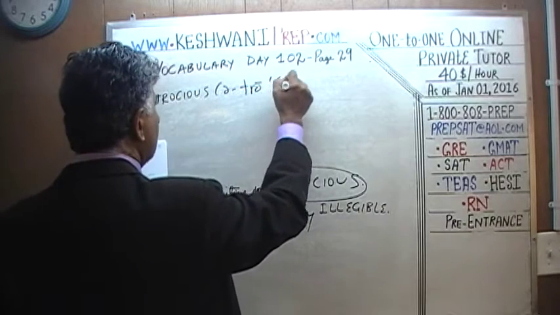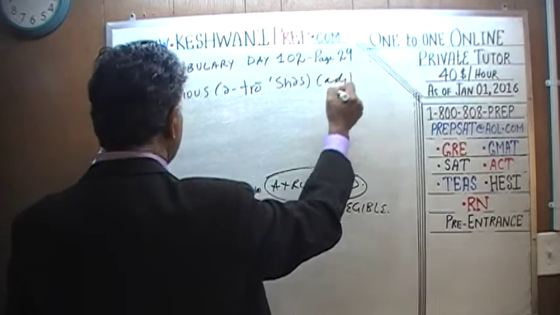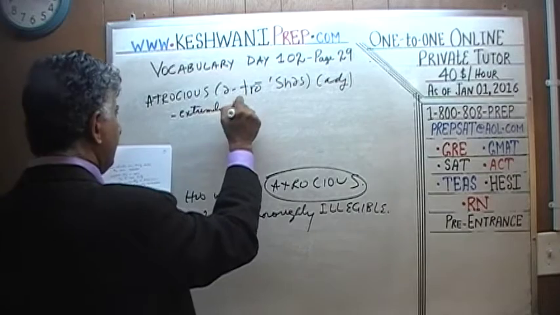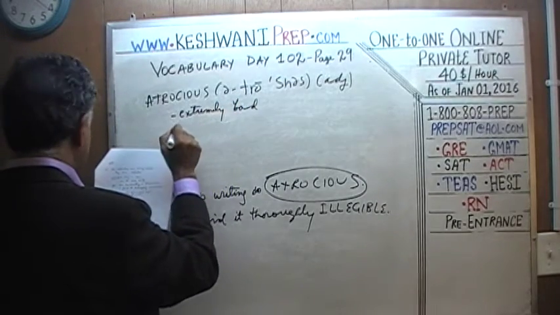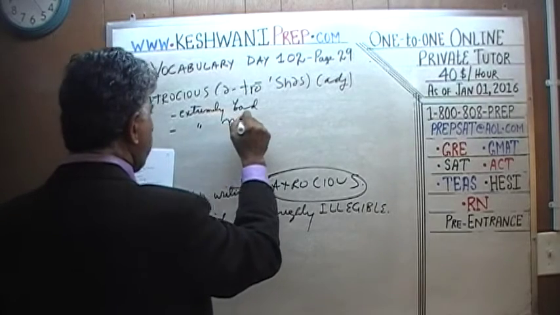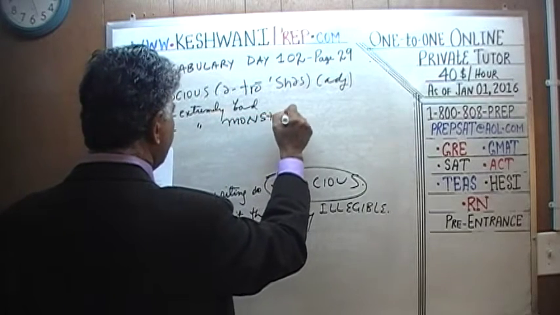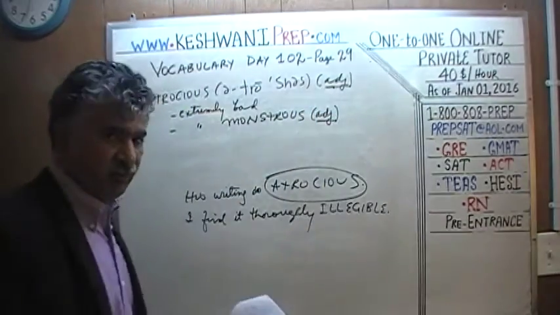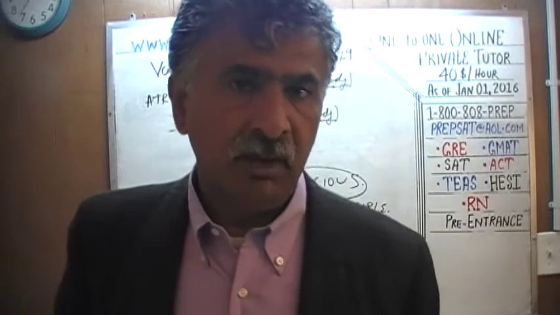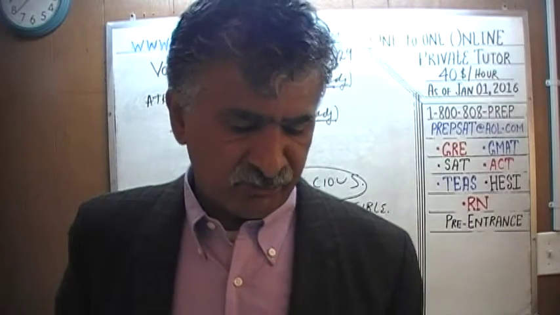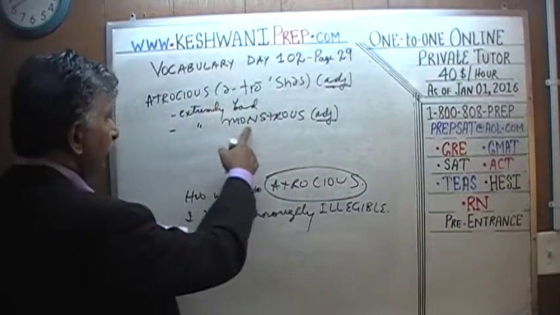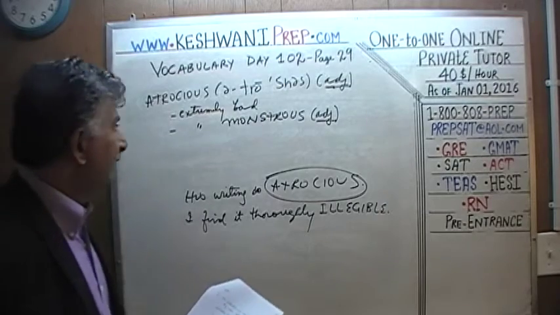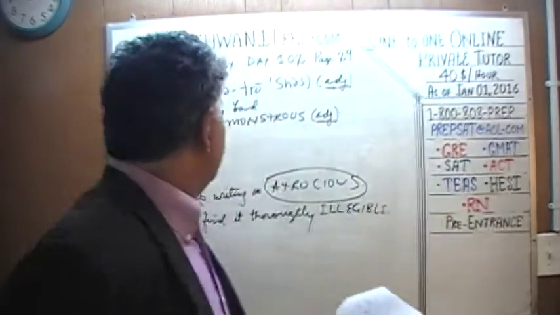Atrocious. It's an adjective. It means something that is extremely bad, something that is extremely monstrous. Monstrous is the adjective of monster. A monster is said to be monstrous. The noun of monstrous would be monster. His handwriting is monstrous. It is atrocious.